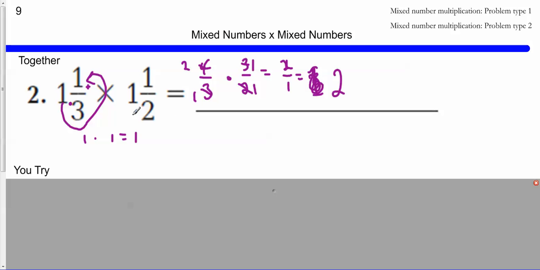So now checking it. I take my whole numbers, 1 times 1, and then I add 1, 2 times 2, which equals 4. So my answer has got to be somewhere in between 1 and 4, because 1 and 1/3 falls in between 1 and 2. 1 1/2 falls in between 1 and 2. So the product should be in between the product of 1 and 1 and 2 and 2. And sure enough, it is. So that's just a quick way to go about checking to make sure that I'm in the ballpark.